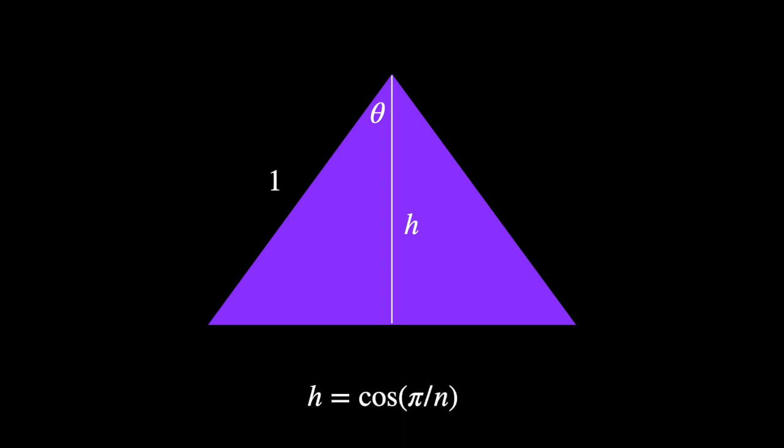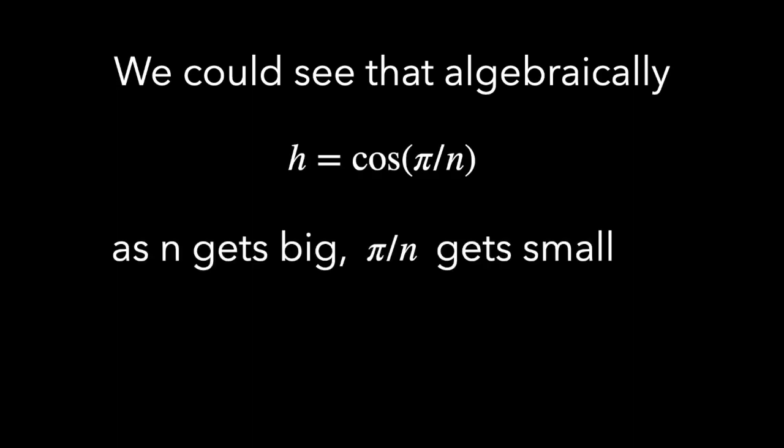As n gets really big, we see visually that h approaches r. And for simplicity, let's just say that the radius is 1. In the circle of radius 1, that gave us this triangle, and h was cosine pi over n. And then we saw algebraically, if h is cosine pi over n, as n gets really big, pi over n gets small, it goes to 0, and as pi over n goes to 0, cosine of pi over n goes to 1, and so h, which is cosine pi over n, also goes to 1.